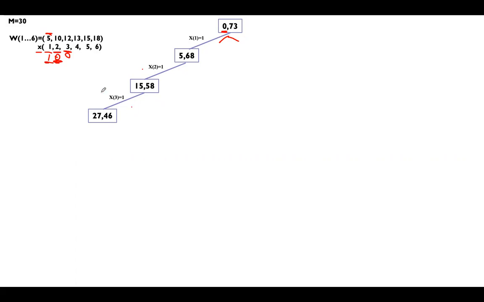Next element is x4. x4 is equal to 1. I will pick this also. x4 is equal to 1 means 27, what is the weight of the fourth element? 13. 27 plus 13 will be 40. The weight will be 40. Remaining will be 46 minus 13 is 33. So 40, 33. See, our total subset weight should be 30.